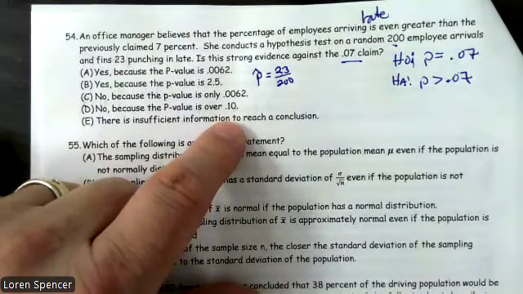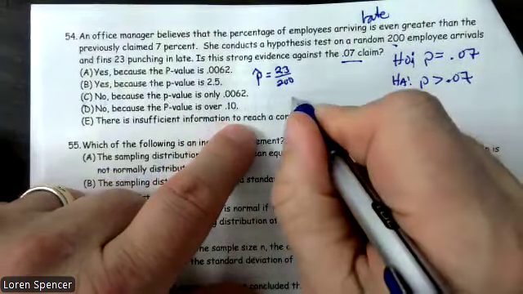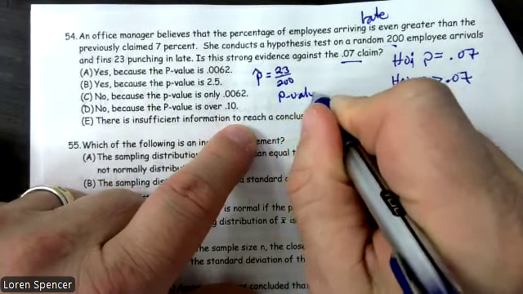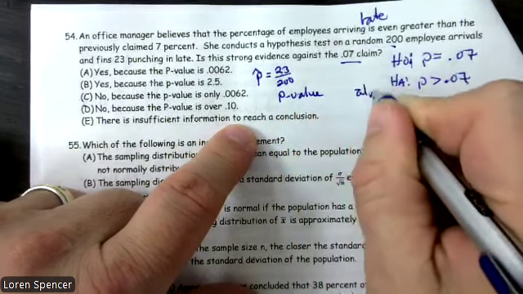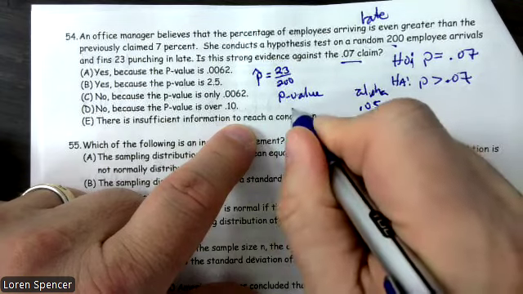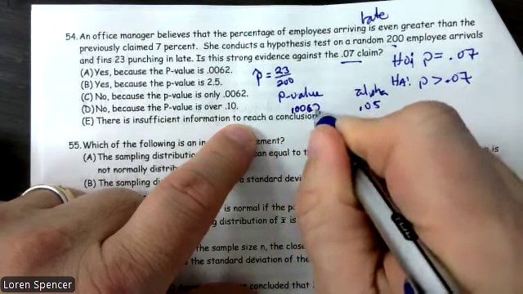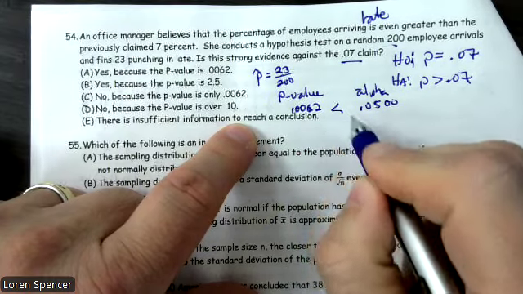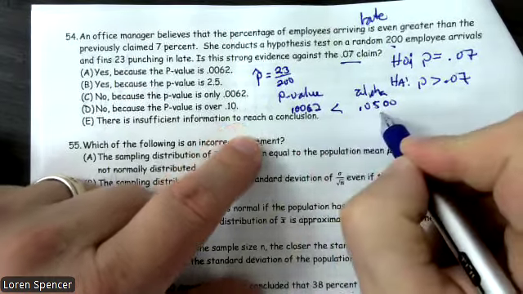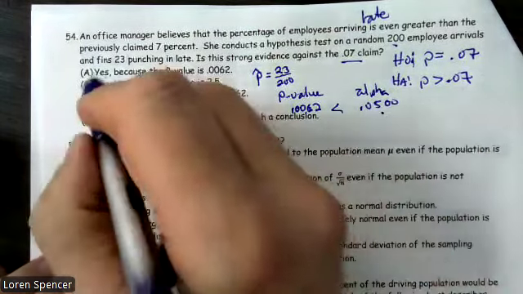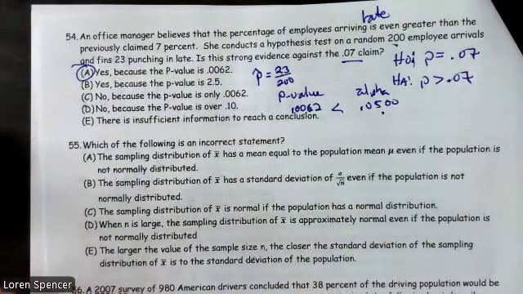Now, they didn't give us an alpha level, but let's just say they'd given us one. So we have a p-value and we have an alpha. Let's just say their alpha is 0.05. This is 0.0062 or 63. Well, this is definitely less than 0.05. If that's the case, I'm rejecting. Why? Because I have a lot of evidence. All right. So 54 is A.